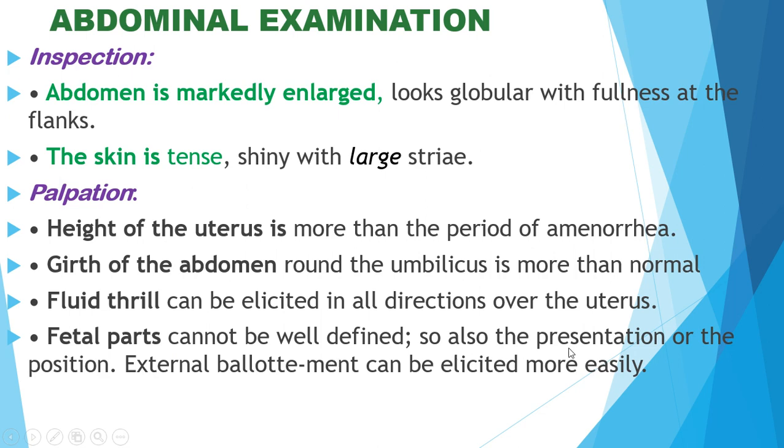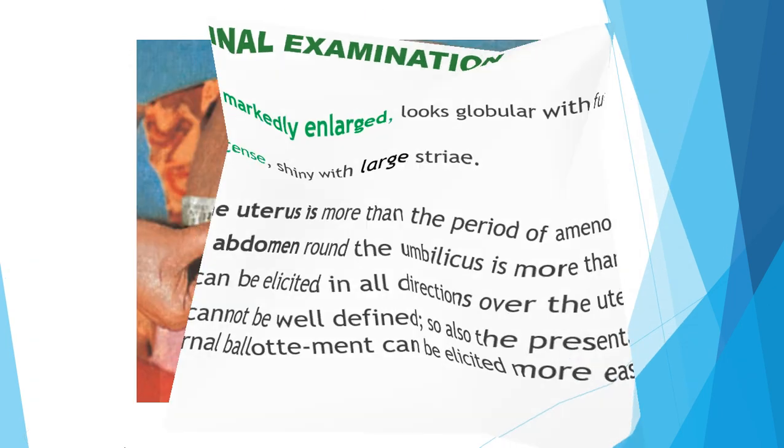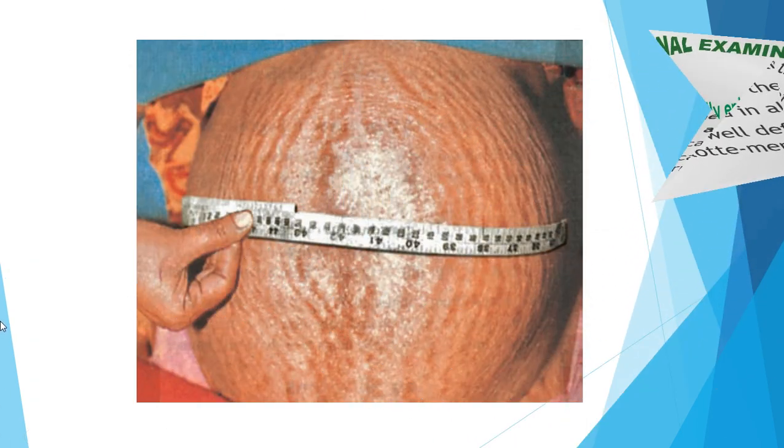So also the presentation and the position cannot be made out. External ballottement can be elicited more easily. Because of the large amount of fluid, we cannot really palpate the baby's fetal parts, and we also cannot understand the presentation and the position. You can see here the abdomen is shiny, with more, wider striae, and the abdominal girth is also more.